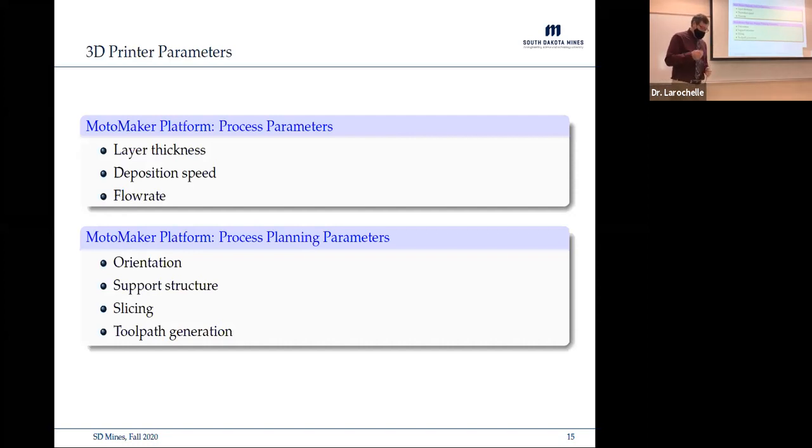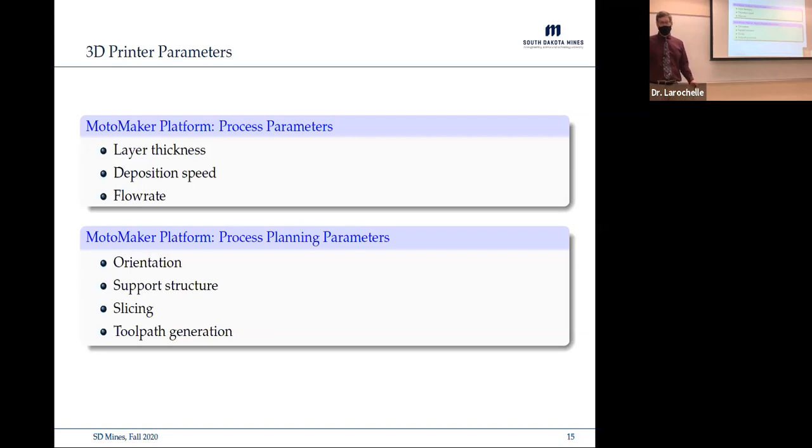After a lot of experimenting, what we ended up identifying as key process parameters for printed parts with our MotoMaker system were layer thickness, how thick we are going to make the layers, deposition speed, how fast we are going to deposit material, and the flow rate through the extruder and the nozzle. And then for our process planning parameters, very important for us with the MotoMaker platform was orientation. What orientation do we want the print head to be in when we extrude material? Not even a question when you're using a traditional 3D printer, which is really a 2.5D printer.